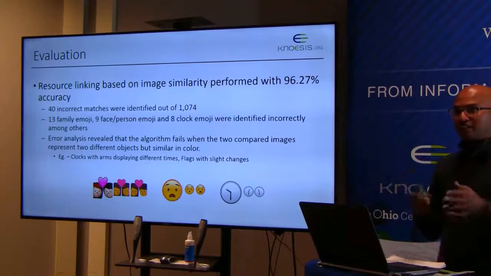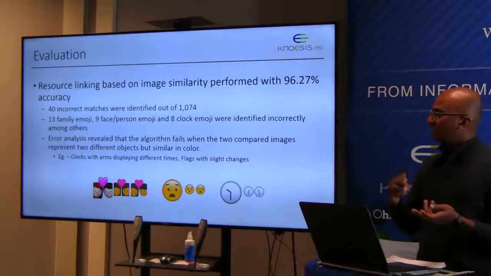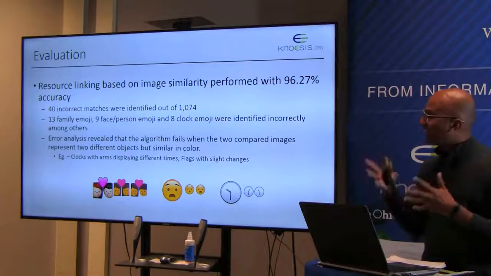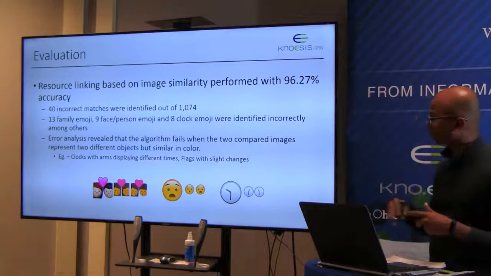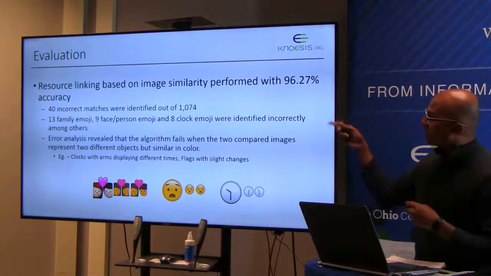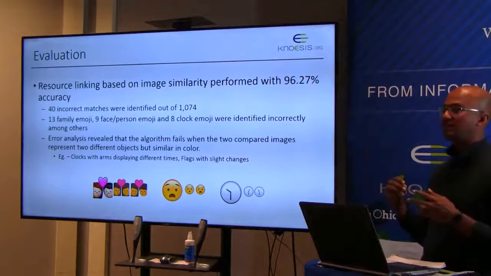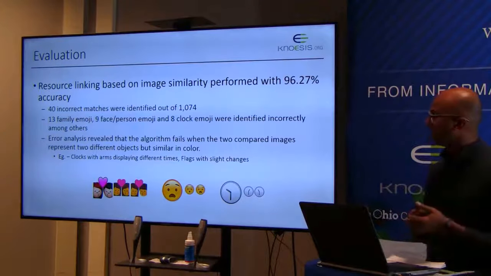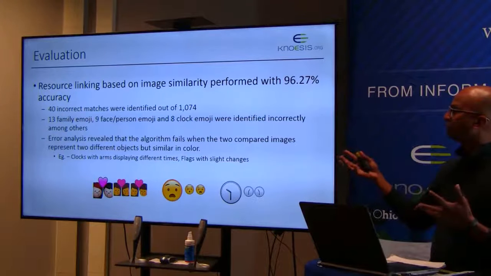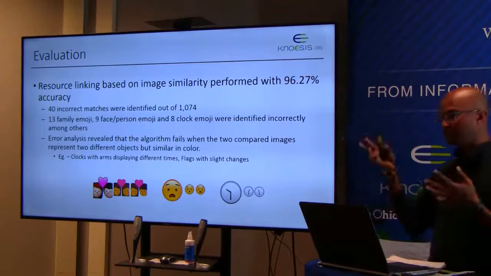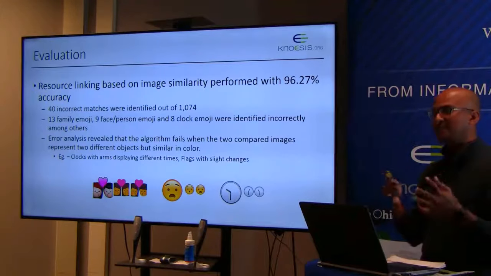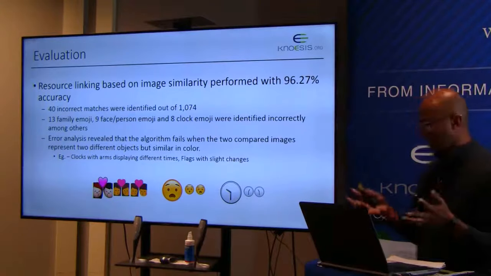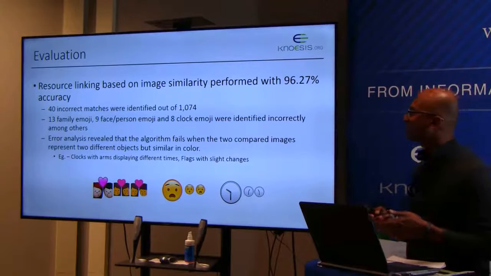So we did two main tasks, one image processing task and one word sense disambiguation task, and I'm going to explain how we evaluate the two tasks here. The first task, the image processing task, we evaluated using human annotators. We asked them to tell us whether the algorithm has correctly grouped emojis or not.